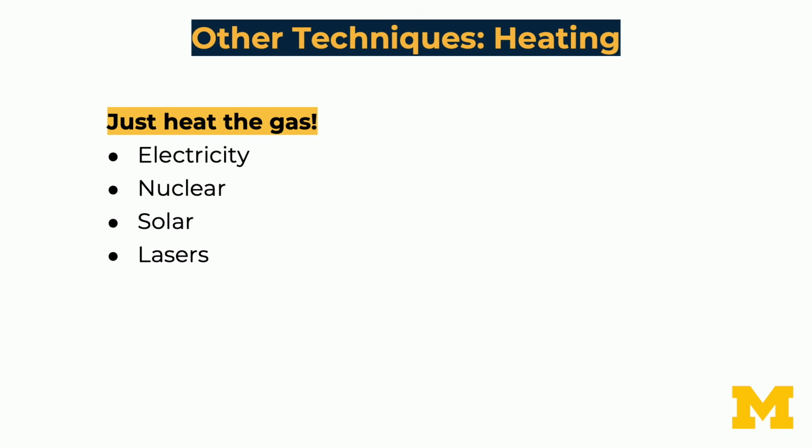There are other techniques for heating besides just chemistry. So we've talked about putting two things together and getting heat, but you could actually heat gases in other ways, like through electricity. You can run a current through it. You could put a nuclear power plant in your engine and you could get energy. You could put solar light in there and get some energy. You could shoot lasers in there. We're going to go into these in future lessons.